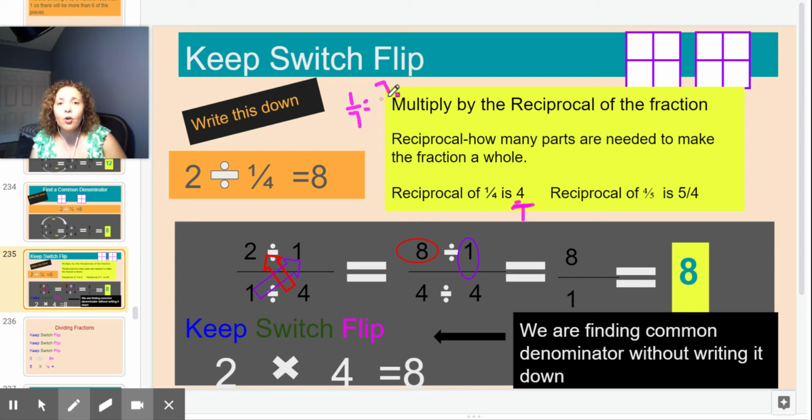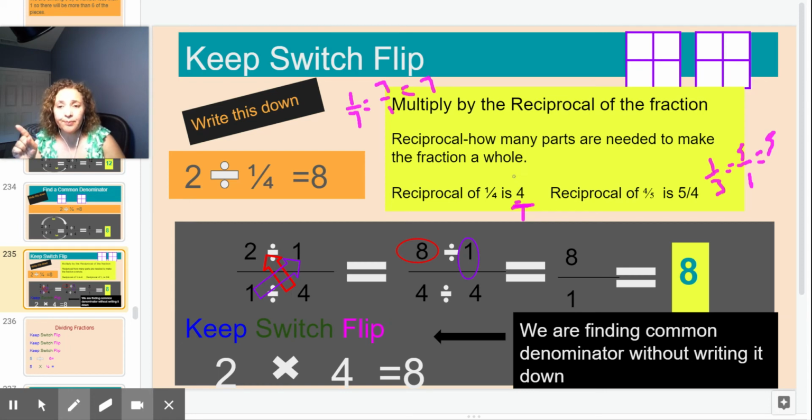7 over 1, good, which is the same thing as 7, okay? If I had 1/3, what's the reciprocal of 1/3? Yeah, just flip it around. 3/1, which is the same thing as 3. Okay. So we got to know the reciprocal. So we're going to find the reciprocal.